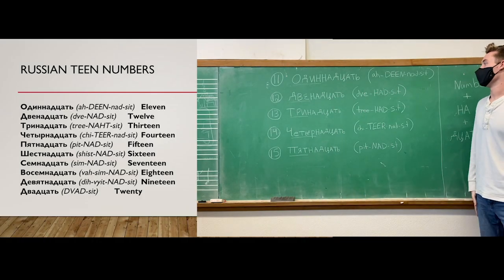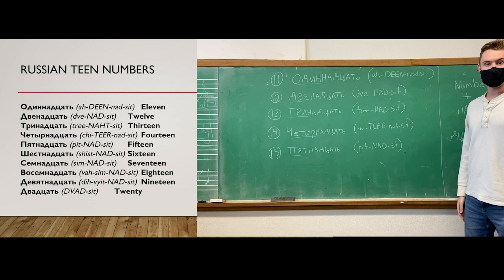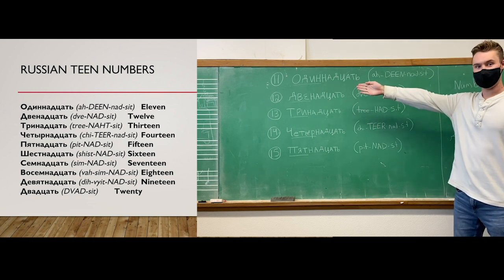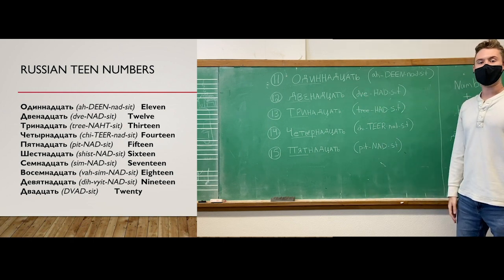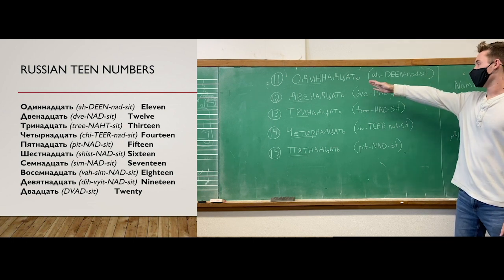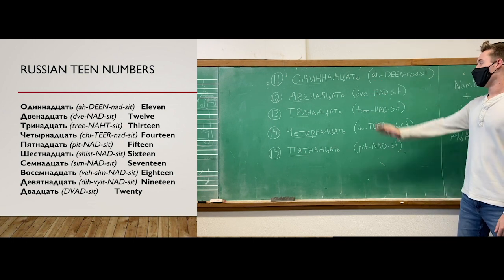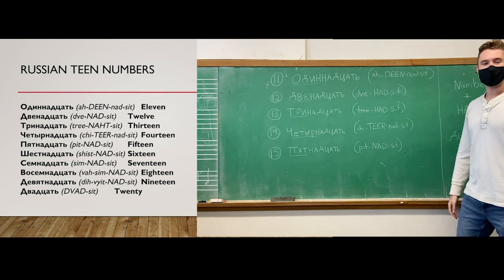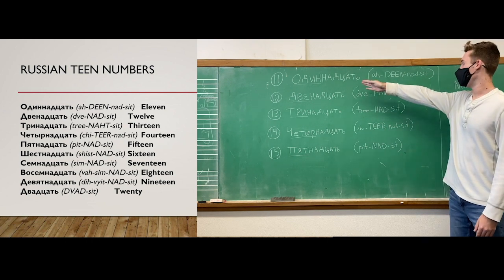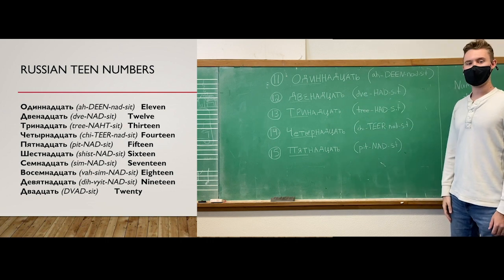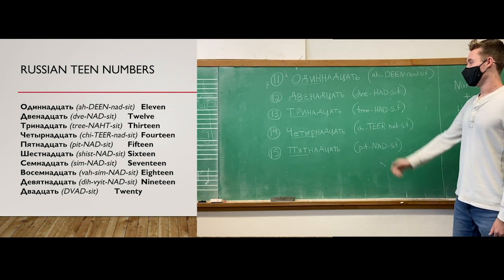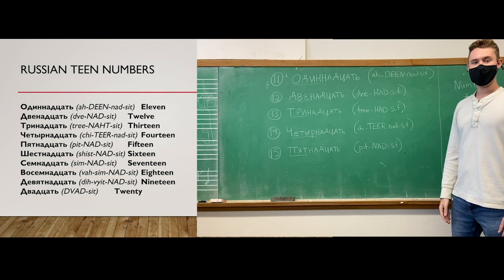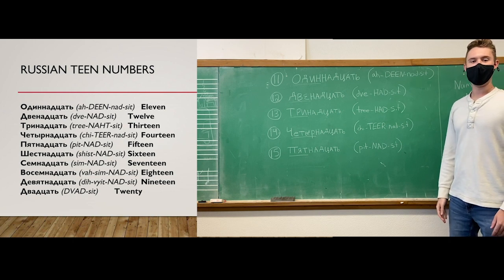Let's start from the beginning. Do you guys remember the word for number 1? Один. In order to make 11, you just add the suffix нацать. Одиннадцать. Repeat after me. Одиннадцать. 11. The same is true for два, only the letter changes a little bit just to make it flow better within the word.